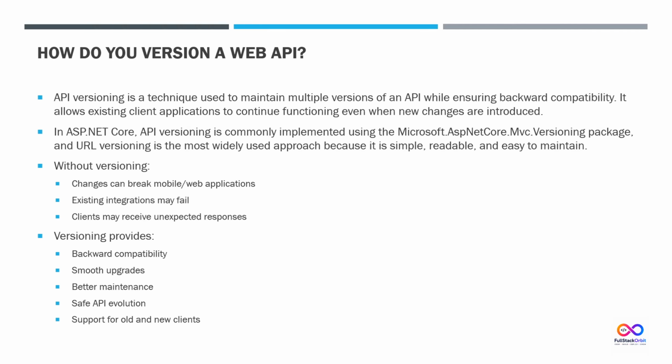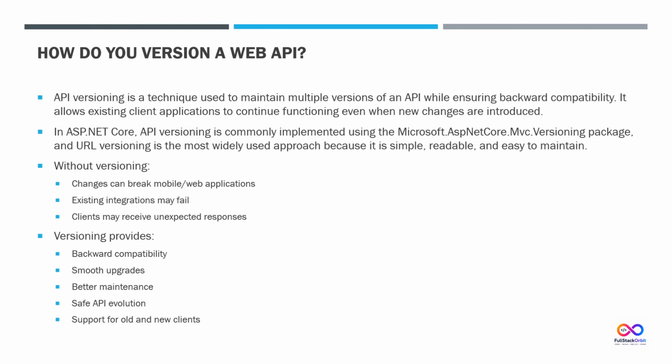In ASP.NET Core, API versioning is commonly implemented using the package called Microsoft.AspNetCore.Mvc.Versioning. Among all the versioning techniques, URL versioning is the most popular because it's simple, readable, and easy to maintain. Now let's understand why API versioning is important.